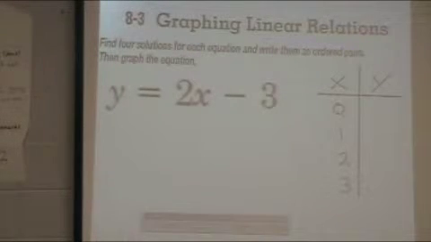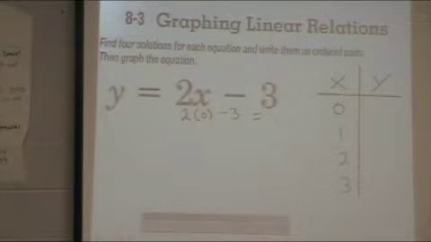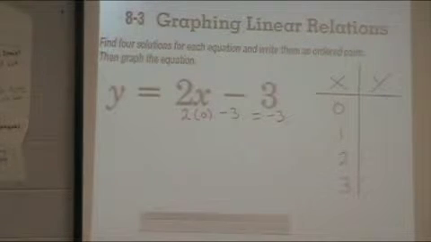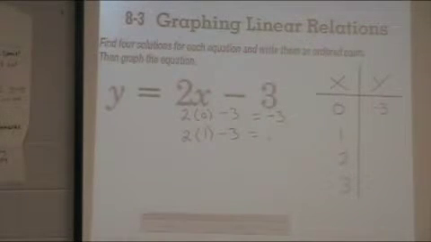That means for x we plug in what? 0. So I'm going to have 2 times 0 minus 3. And what does that equal? 2 times 0 is 0, and 0 minus 3 is negative 3. So I have the point (0, -3). My second one, I plug in 2 times 1 minus 3, which is 2 minus 3, which equals -1.